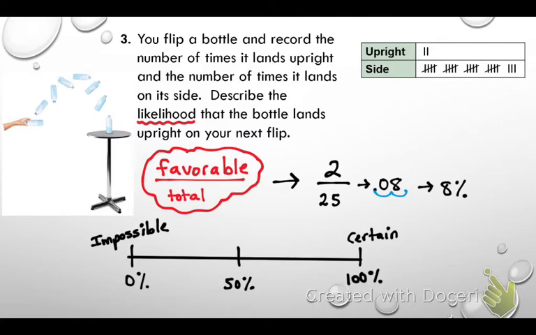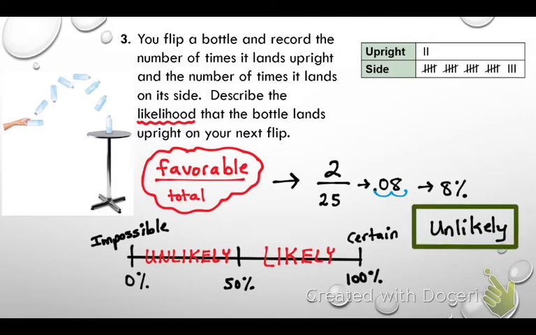Then we had this space, which is all right here. What's that likelihood? What words? Unlikely. That means probably not going to happen. I'm just going to write this over it. That's unlikely. And then over here we had this space. What was that? Likely. So guys, where does our 8% land? Unlikely. So that is our final answer. It is unlikely that this person is going to, on their next try, actually land it upright.